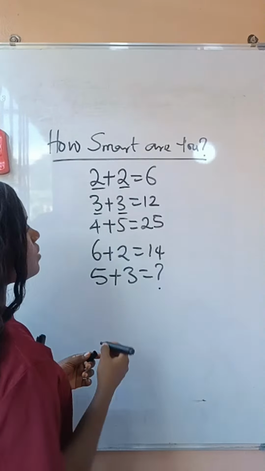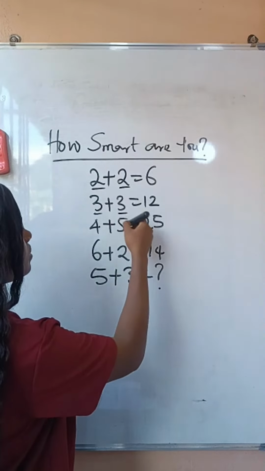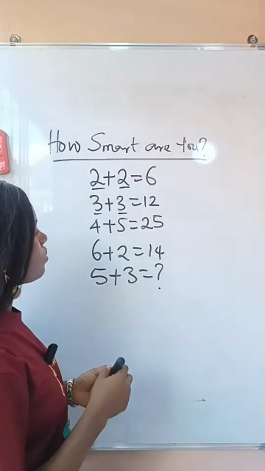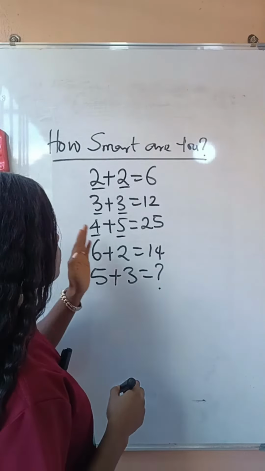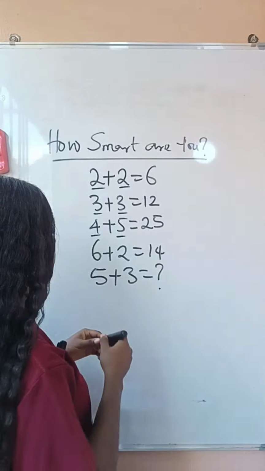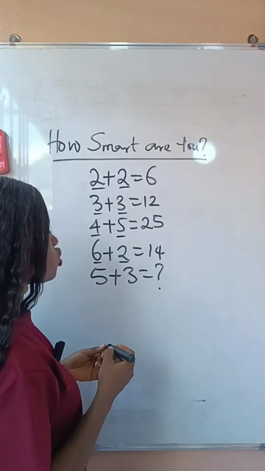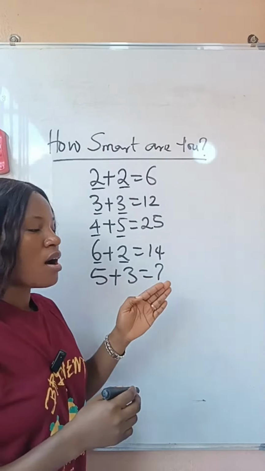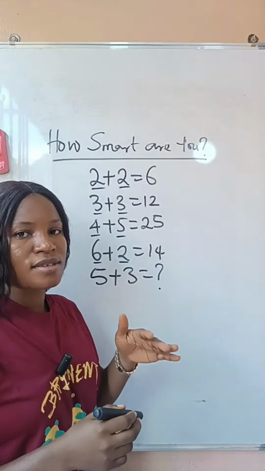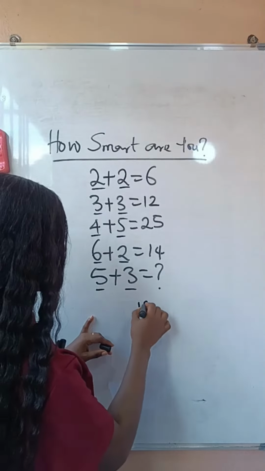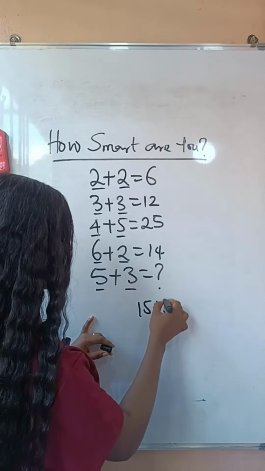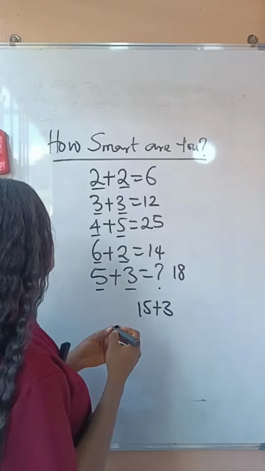3 times 3 is 9. 9 plus 3 is 12. 4 times 5 is 20. And 20 plus 5 is 25. 6 times 2 is 12. And 12 plus 2 is 14. So this should be 5 times 3, which is 15. And 15 plus 3 is 18.